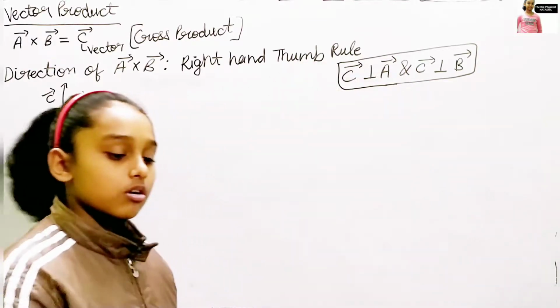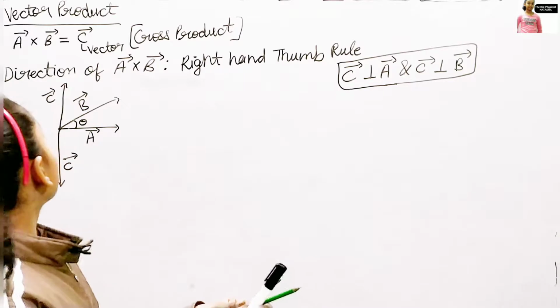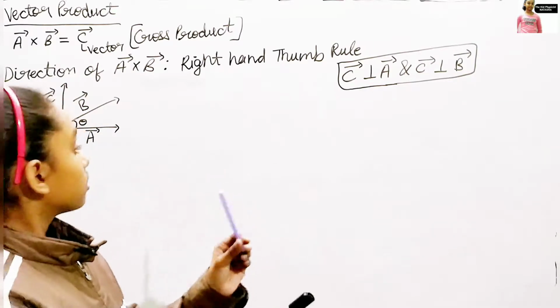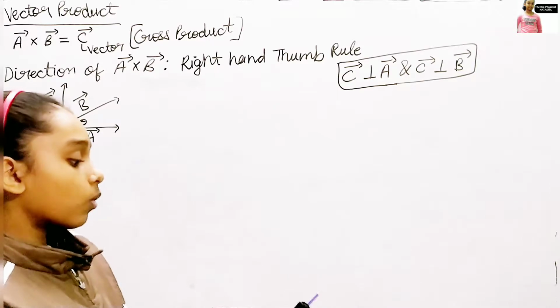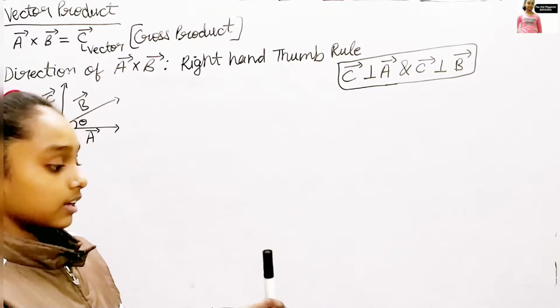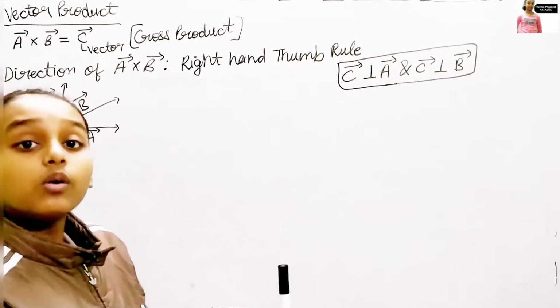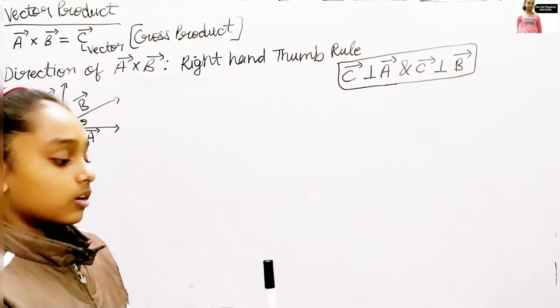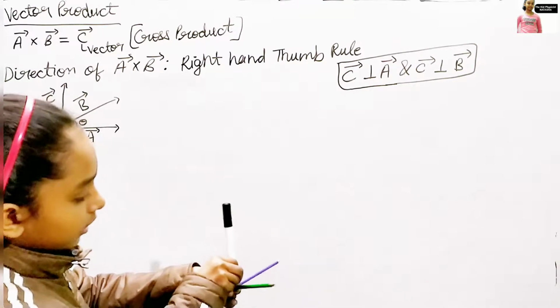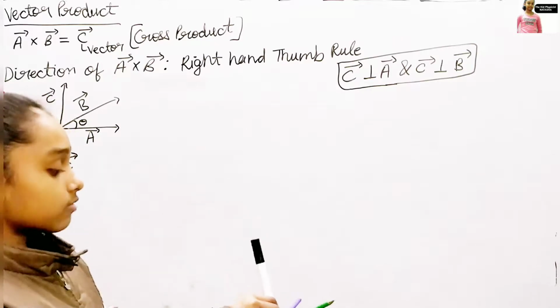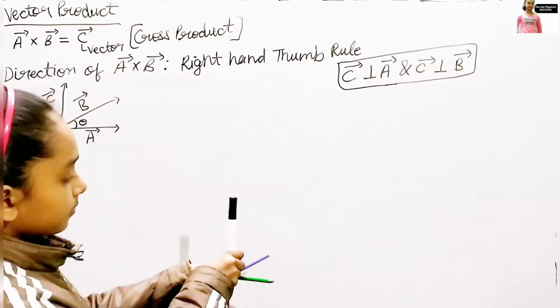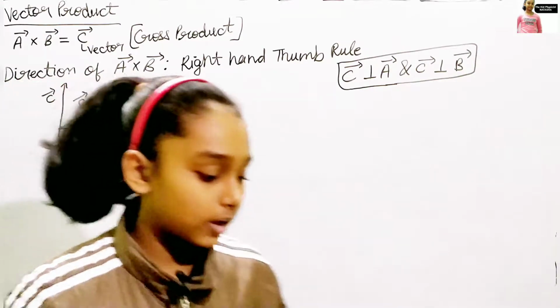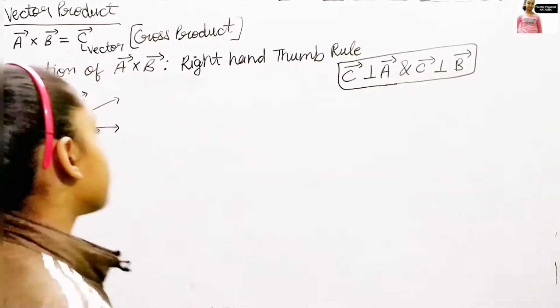So these are those two vectors. The green one is vector A, the purple one is vector B, and here is vector C. So that's how vector C is perpendicular to both vector A and vector B. Got it? I hope you all have understood the figure clearly.